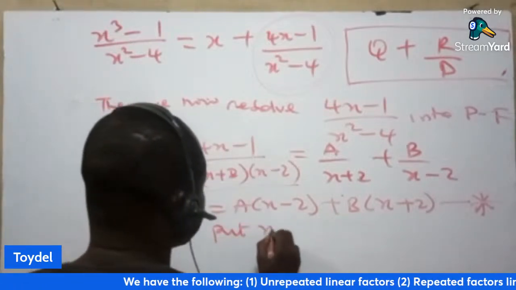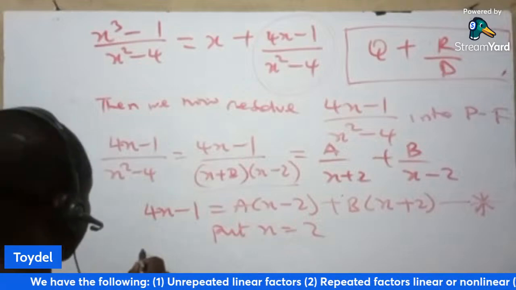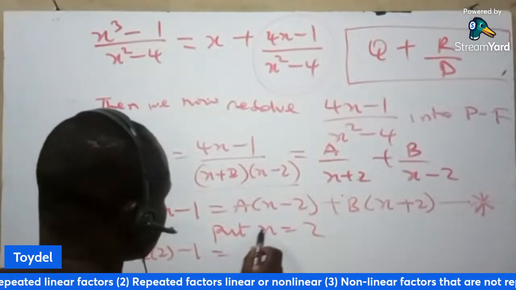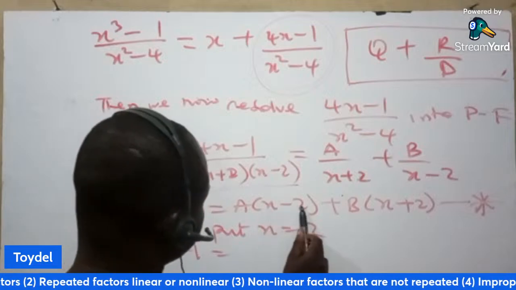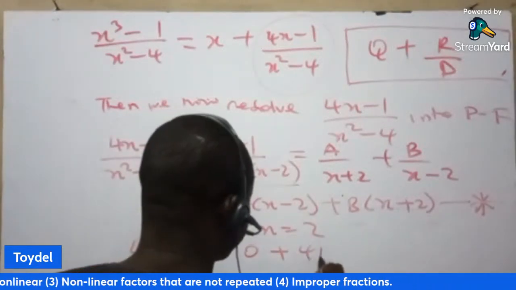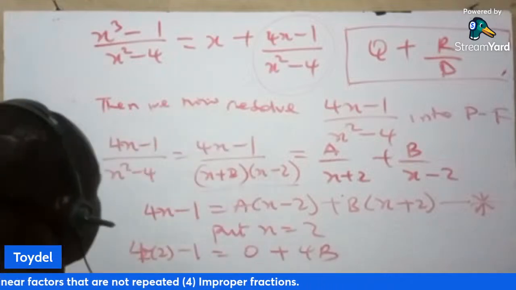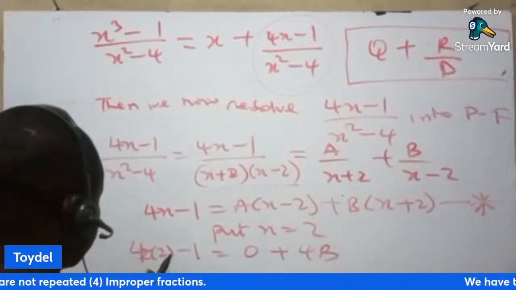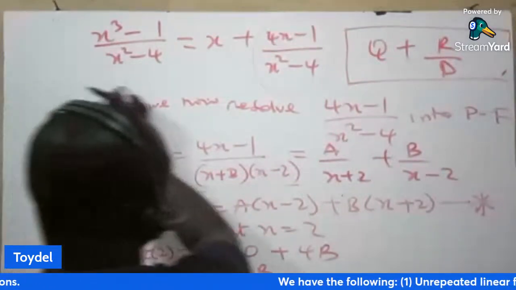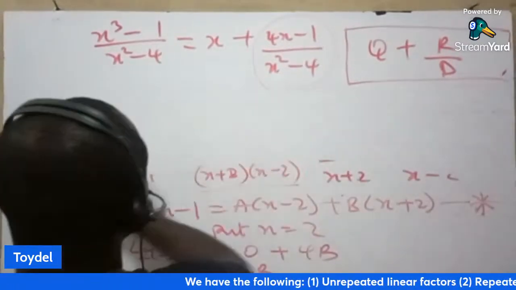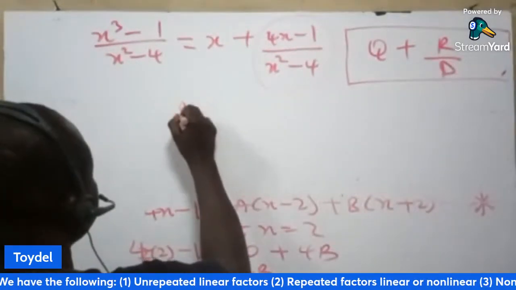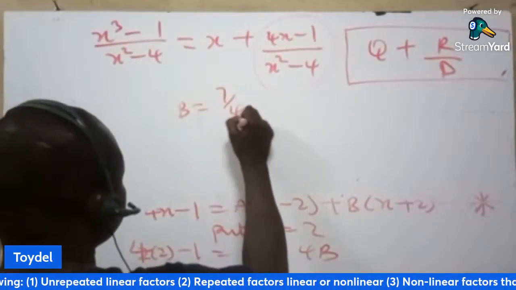Put x is equal to 2. If x is equal to 2 here, I'm going to have 4 into bracket 2 minus 1 to be equal to, when I put x equal to 2 here, 2 minus 2 is 0, plus 2 plus 2, 4B. I'm going to have 4B there. So 4 times 2 minus 1, I'm going to have 7 is equal to 4B. If 7 is equal to 4B, then B is equal to 7 all over 4.